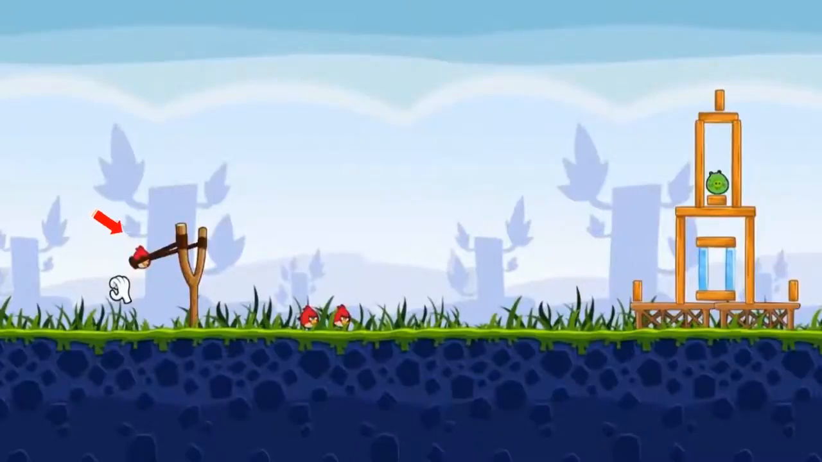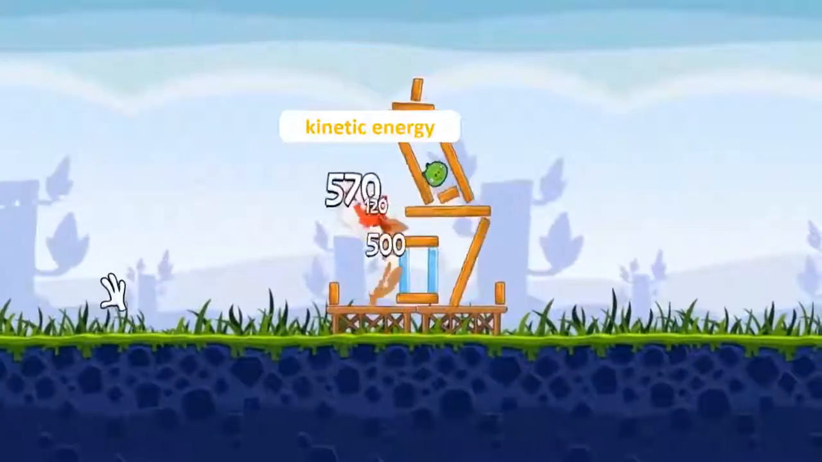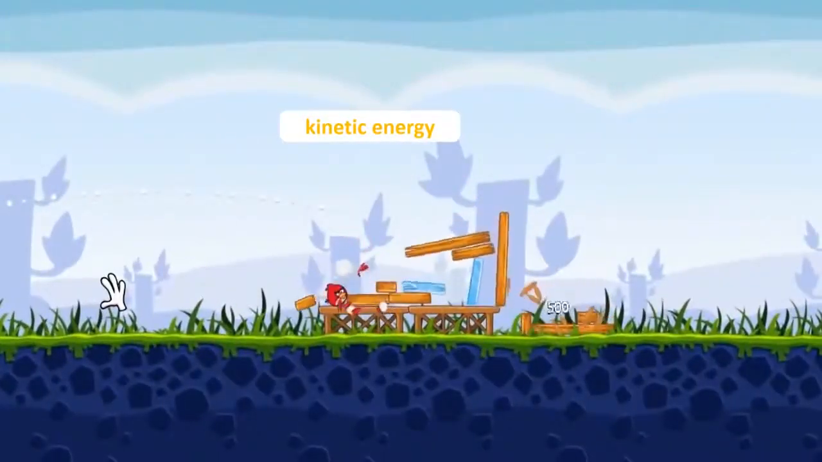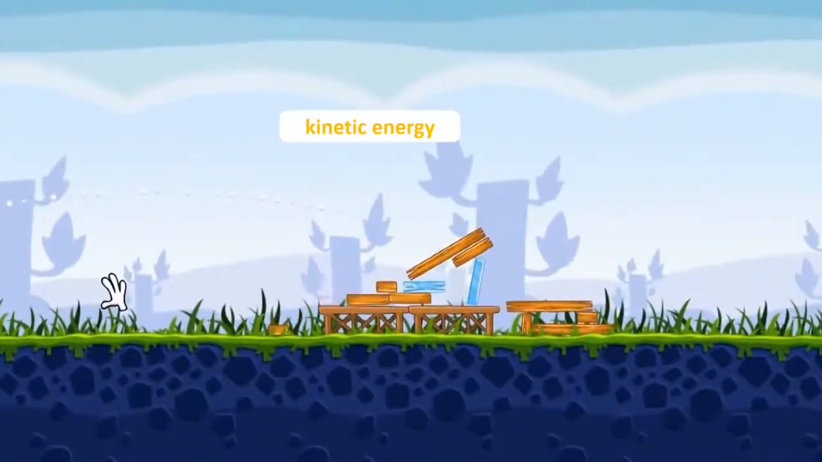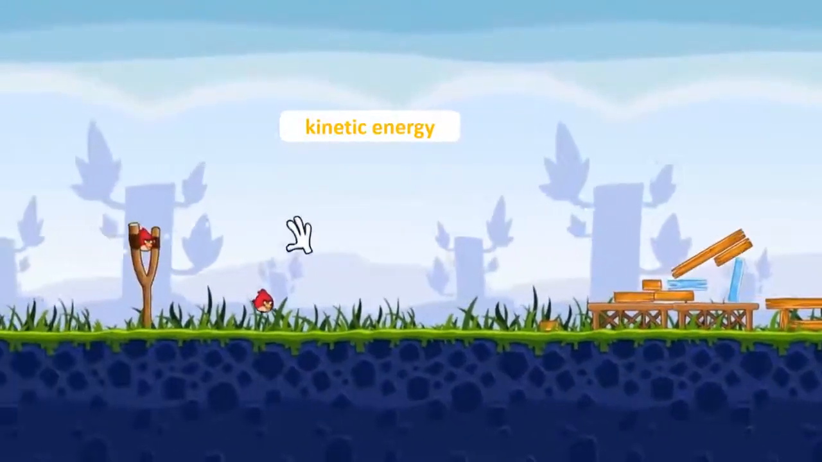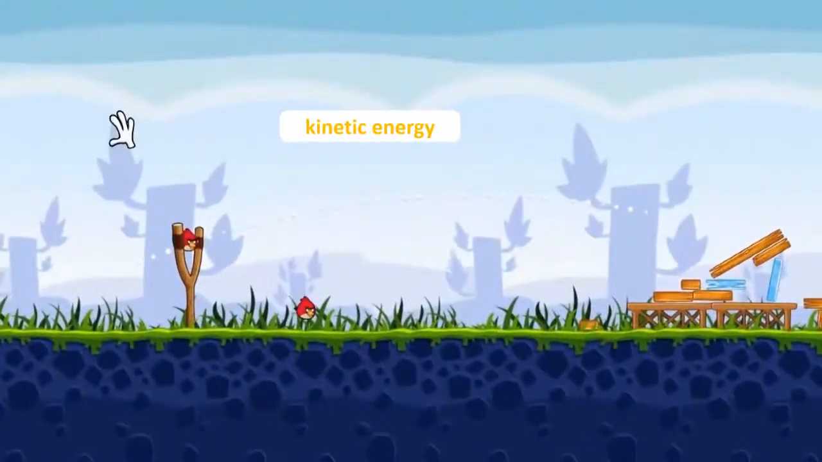Look at this slingshot. It has stored energy with which it can throw the bird up to a certain distance. Based on its position in the slingshot, we can say the bird has potential energy. As soon as it's released from the slingshot, it gains kinetic energy. And because of kinetic energy, it is able to apply force on the little houses to break them down.